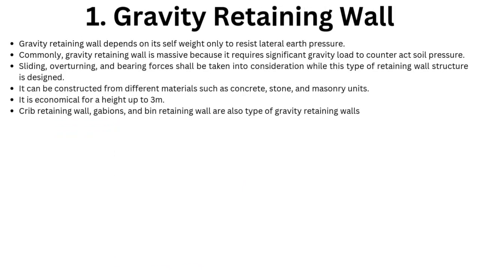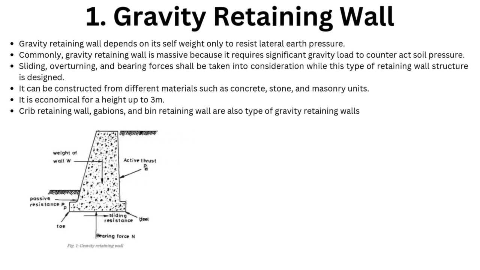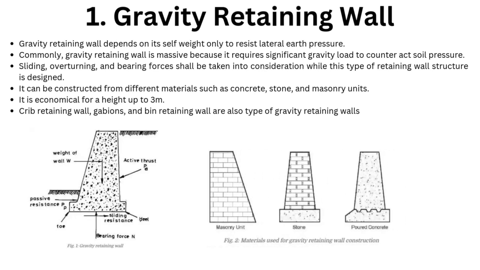Gravity retaining wall. Gravity retaining wall depends on its self-weight only to resist lateral earth pressure. Commonly, gravity retaining wall is massive because it requires significant gravity load to counteract soil pressure. Sliding, overturning, and bearing forces shall be taken into consideration while this type of retaining wall structure is designed. It can be constructed from different materials such as concrete, stone, and masonry units.